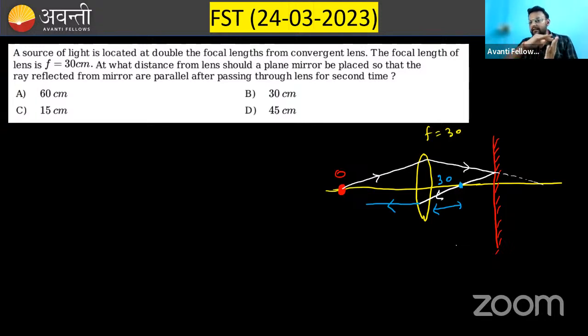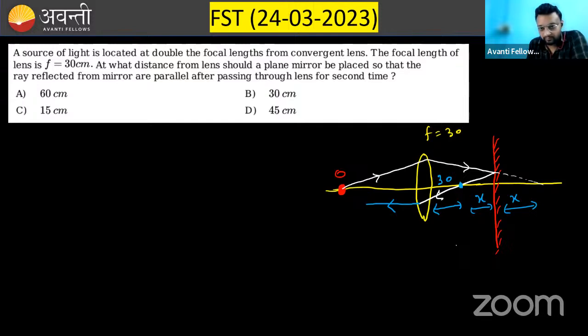What is done here? Rays are coming from the object. They are converged by the lens. After striking the mirror, they return back and become parallel. Only those rays will become parallel to the principal axis which are coming from the focus. That means this point is the focus. So the focal length is 30, so this distance is 30. Let's suppose this distance is x. Then this will also be x, property of plane mirror. Okay. Now, you need to calculate the value of x.